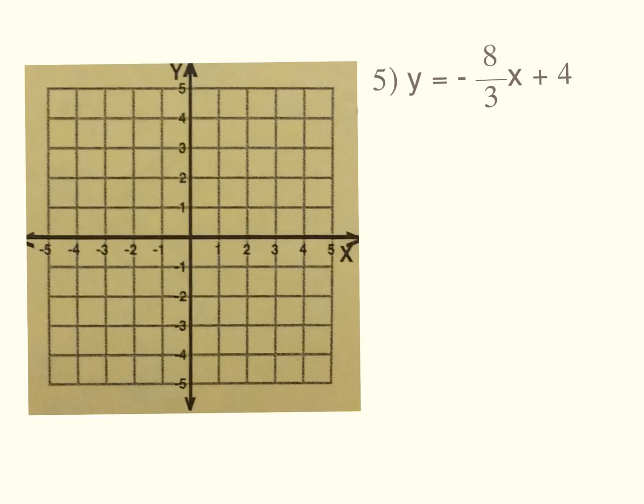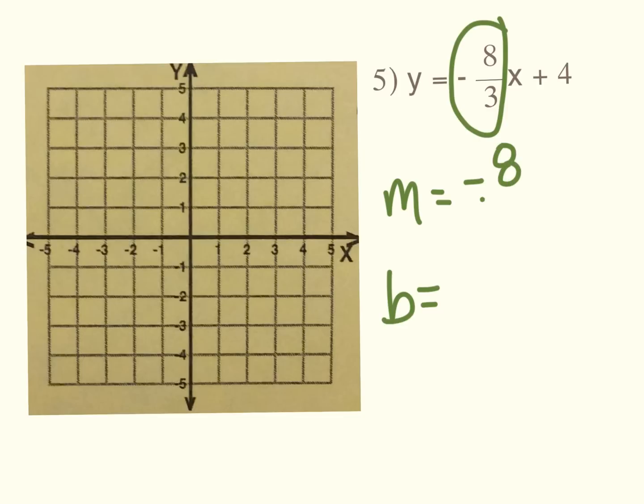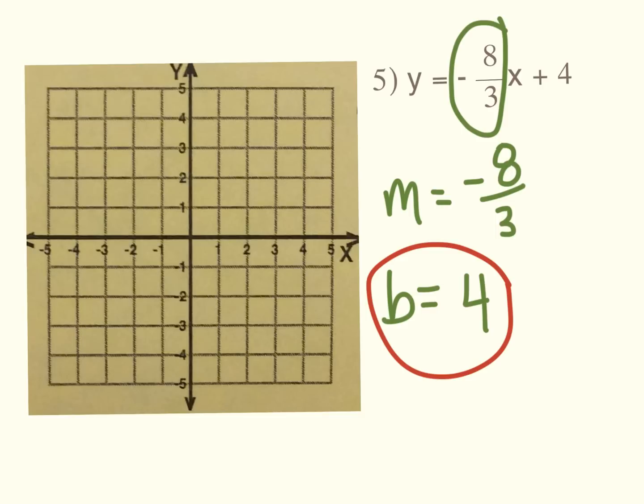Number 5, my m and my b. Here's my m, -8 over 3, and my b is 4. Begin at the b. Plot a point on the y-intercept at b. So we begin here, and my slope is negative, so I'm going to rise and run, but I'll actually drop and then run forward. Drop 8, 1, 2, 3, 4, 5, 6, 7, 8, and then forward 3 would bring me over here. And that's all I can fit on the graph.